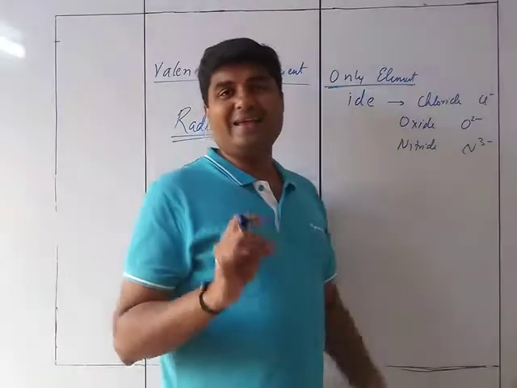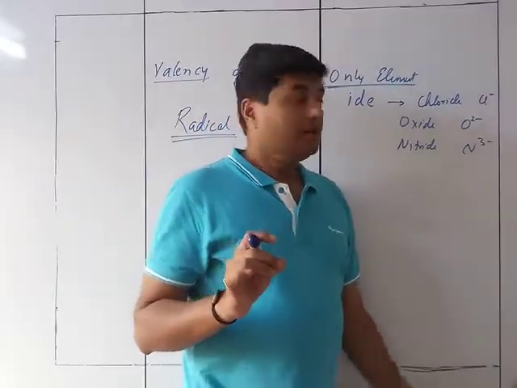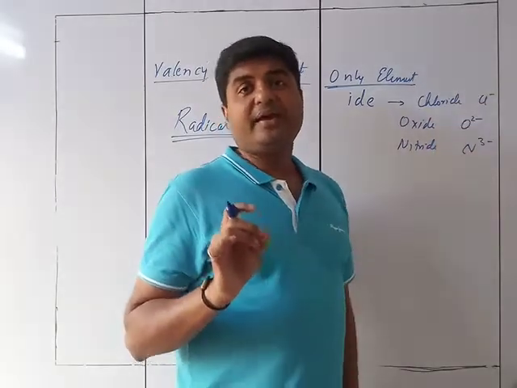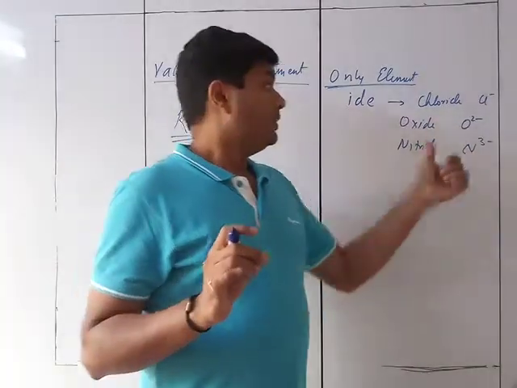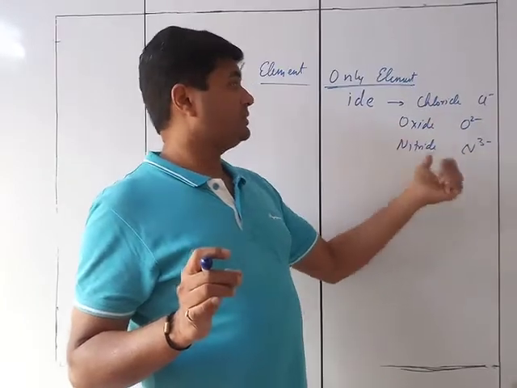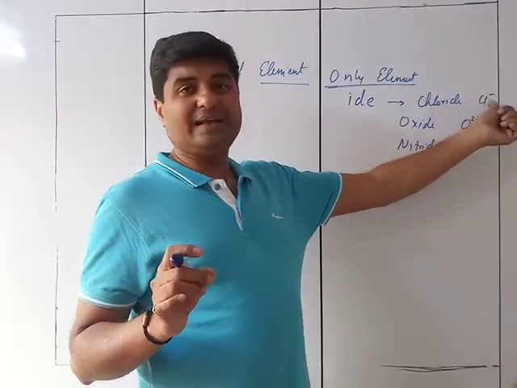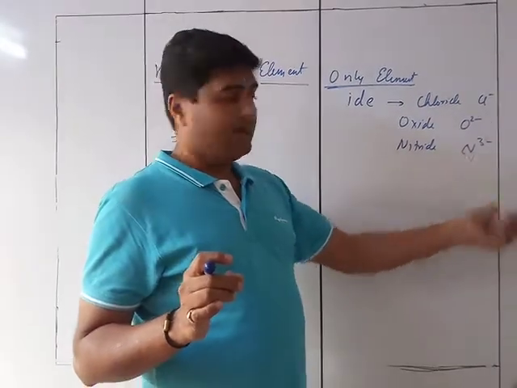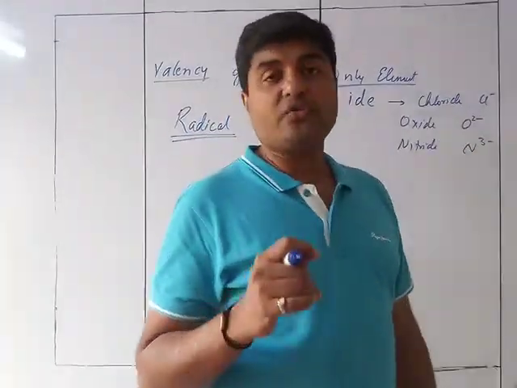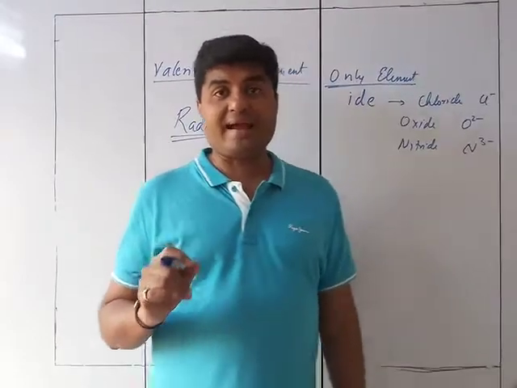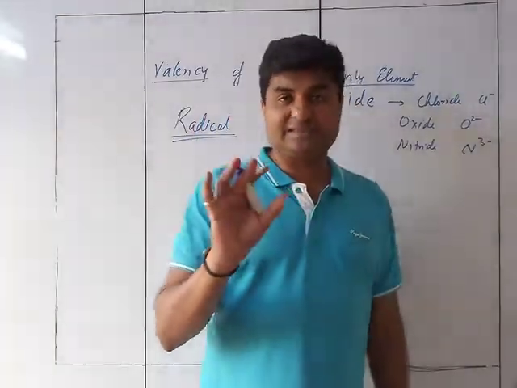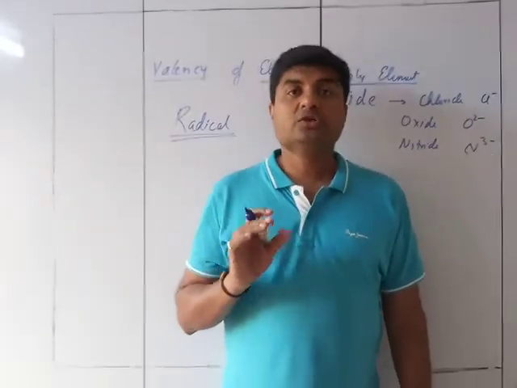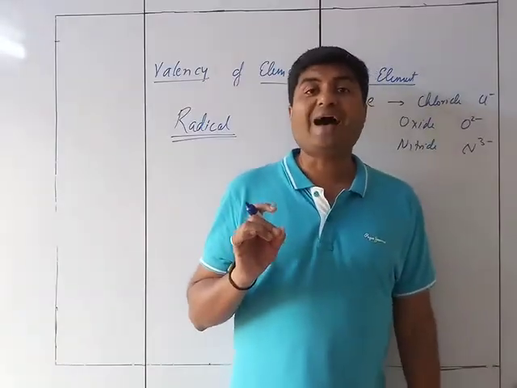When I say IDE at the end, it is going to be that element itself, so just that single thing. Chloride is only Cl with minus, oxide is O with -2, nitride is N with -3. So these are examples of IDEs. Sulfide will be just S, phosphide will be only P. These are the examples of IDE.